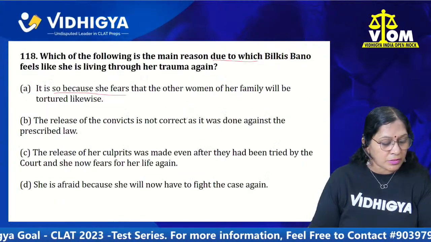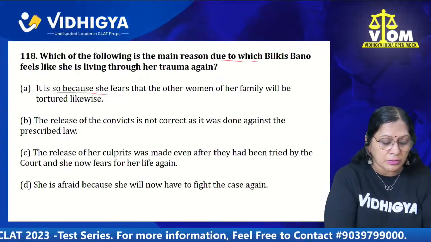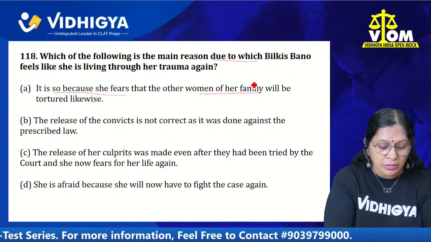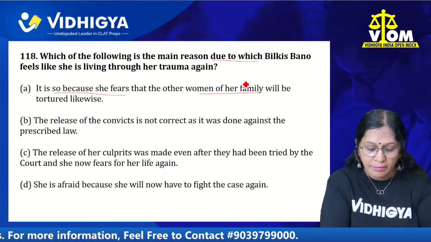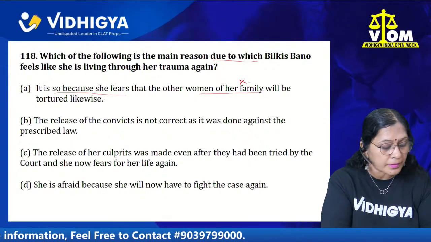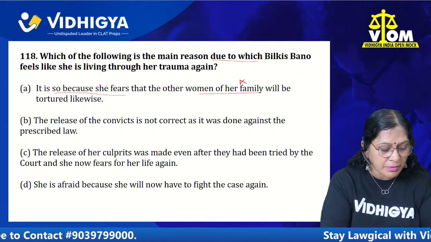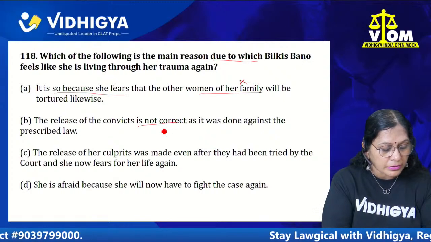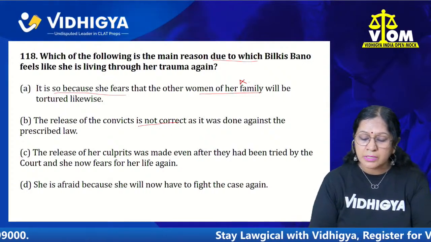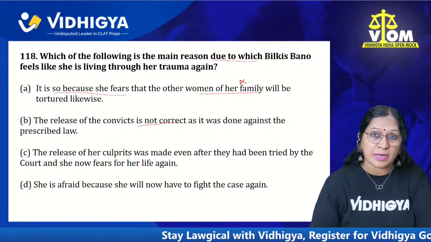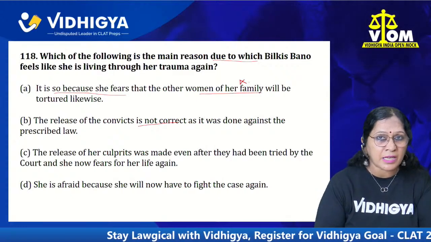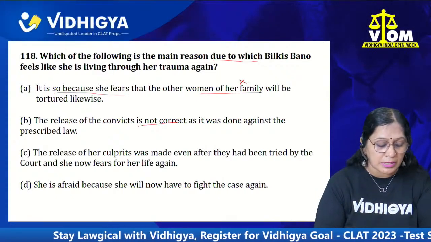So coming back to the question, it was not that she was worried only about her family. So A will not be there. The release of the convicts is not correct as it was done against the prescribed law. Right. So was she worried about this, that it was done against the prescribed law or what? But they were released. Anyhow, they were released. That was causing her trauma.